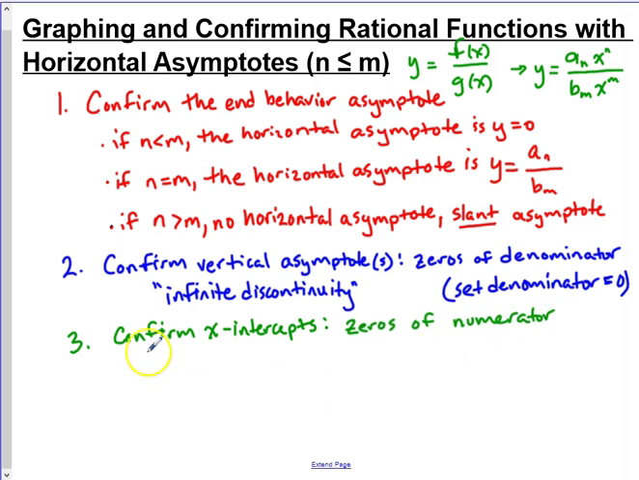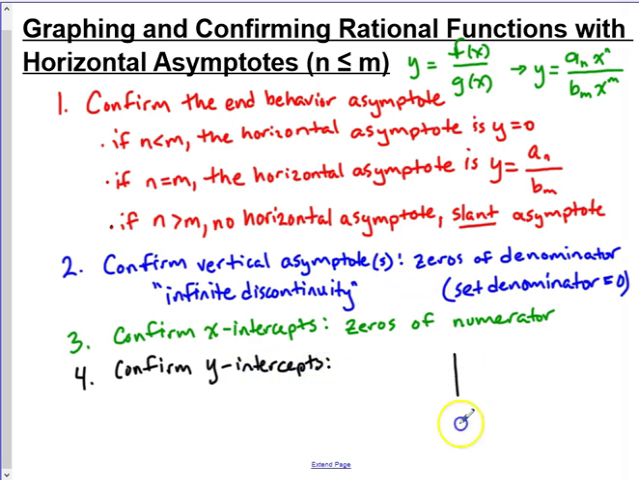Okay. Next, we're going to confirm the y-intercept. So this is kind of like going in order. Confirm the end behavior asymptote, confirm the vertical asymptote. Confirm the x-intercepts, confirm the y-intercept. So it should be fairly systematic for you.